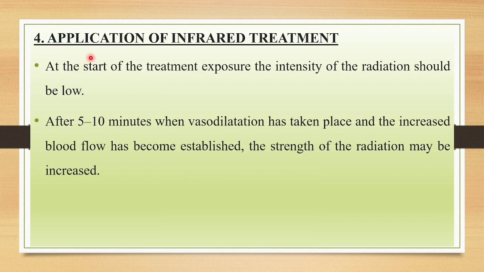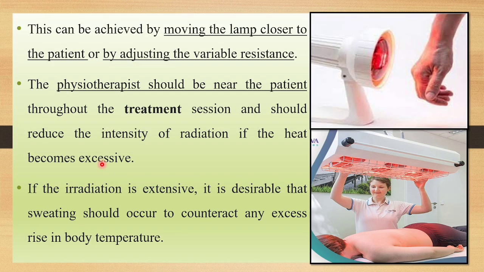Next is the application of infrared treatment. At the start of the treatment exposure, the intensity of the radiation should be low. After 5 to 10 minutes, when vasodilatation has taken place and the increased blood flow has become established, the strength of radiation may be increased. This can be achieved by moving the lamp closer to the patient or by adjusting the variable resistance. The physiotherapist should be near the patient throughout the treatment session and should reduce the intensity of the radiation if the heat becomes excessive.